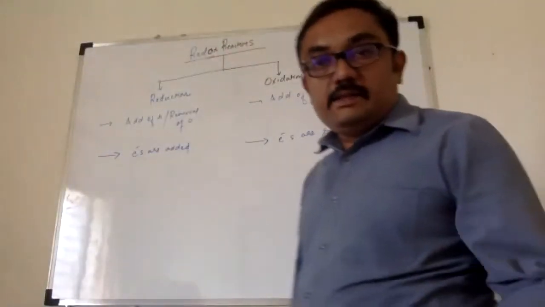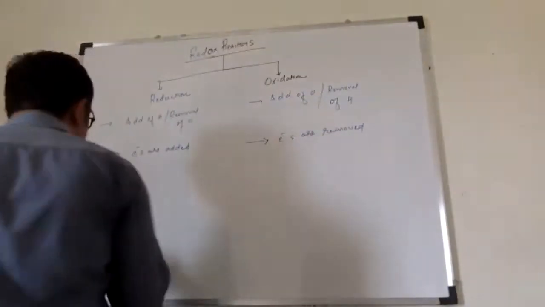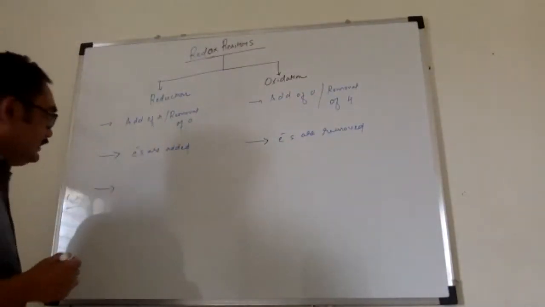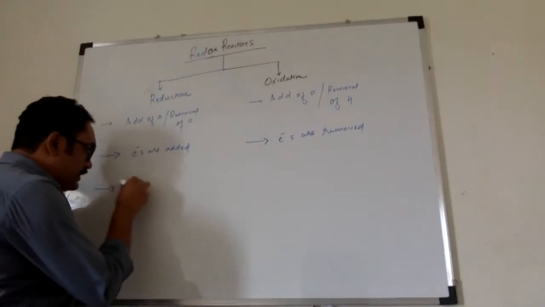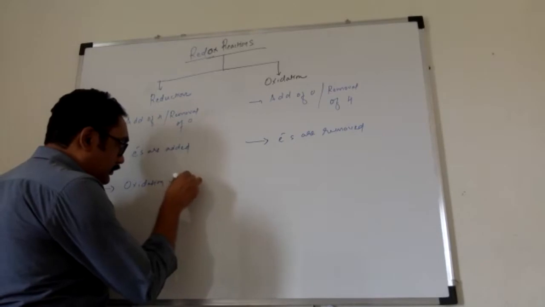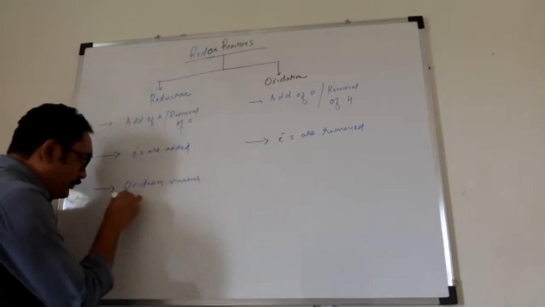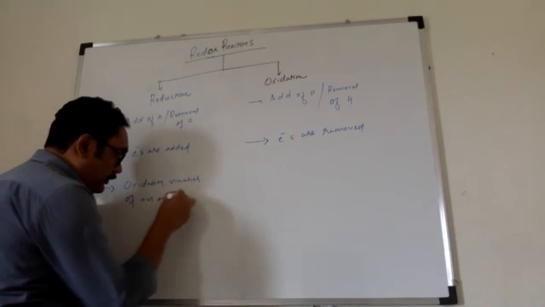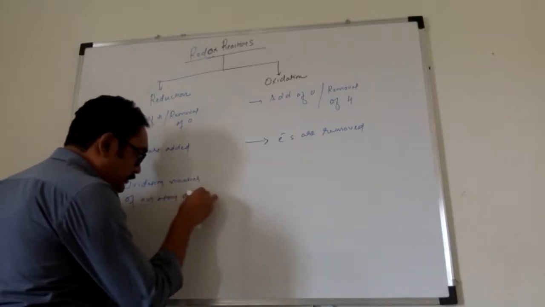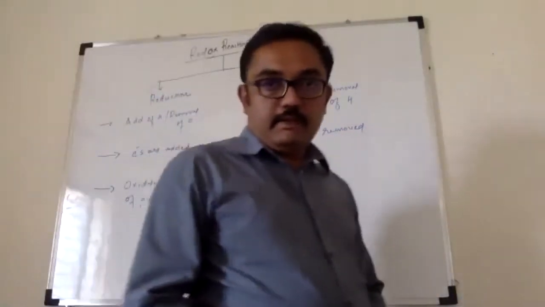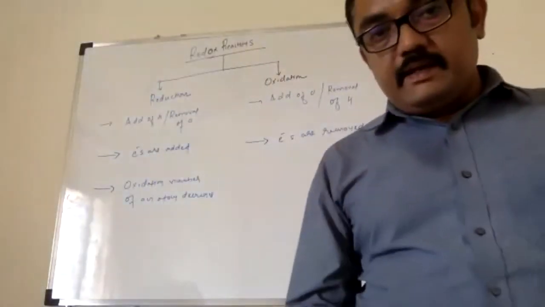Now I am writing the third definition. The third definition is: during reduction, the oxidation number of an atom decreases. The atom which undergoes reduction, its oxidation number decreases during reduction.